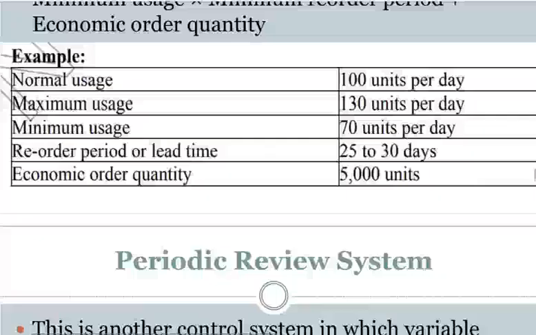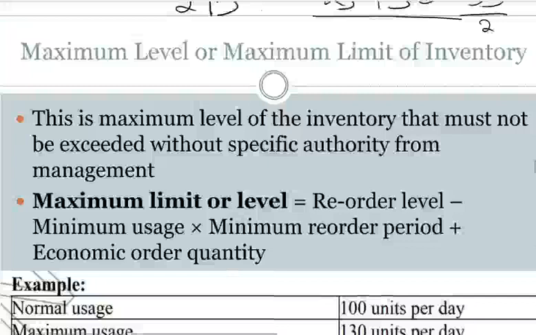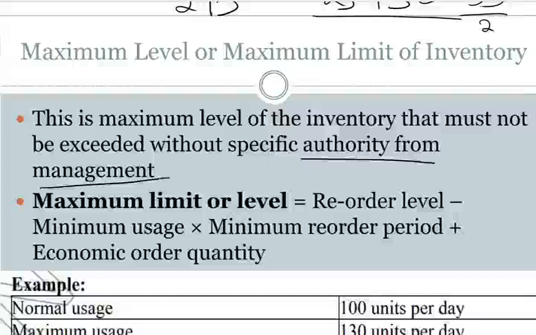So let us talk about the maximum level. The maximum level is the level of inventory that must not be exceeded without specific authority from management. So you should never allow your level of inventory to exceed that without the authority of management. If management does authorize that level to be exceeded, it's okay. But otherwise, the level should never exceed that without prior authorization by top management. So that's the maximum level.